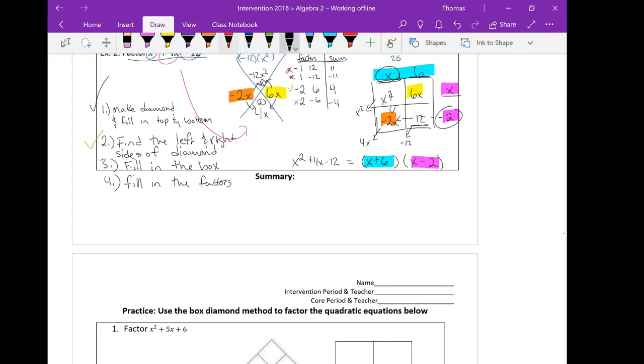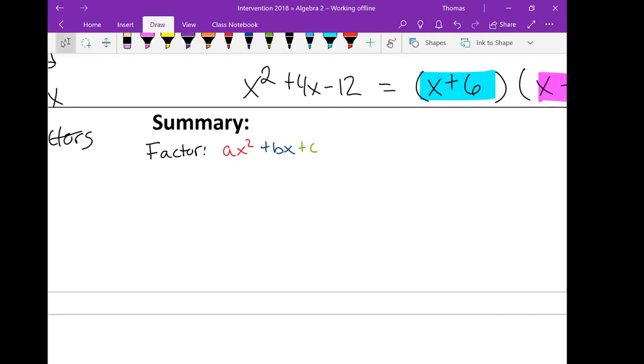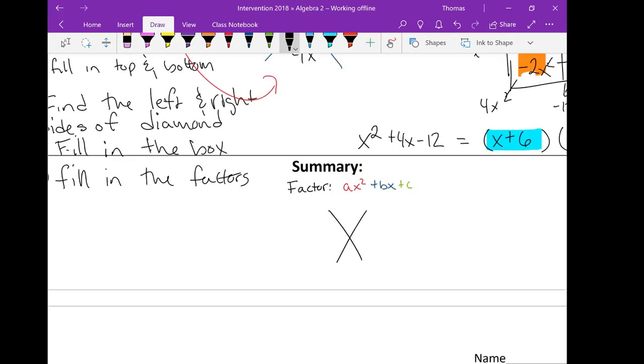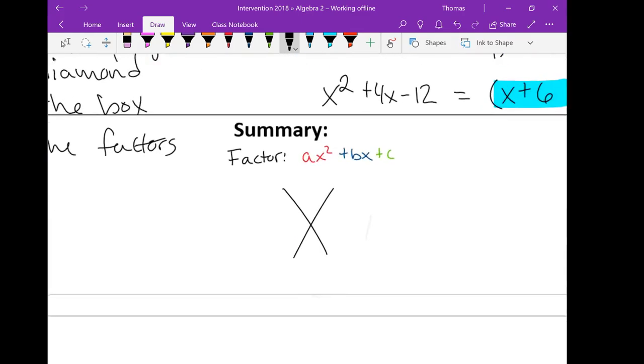But in summary, I'm going to give us an example of a polynomial down here, a question that might be asked in general terms. So if we're asked to factor something like ax squared plus bx plus c, what I would do first is draw a diamond. I would fill in the top and bottom using these steps that we established already. Make a diamond, fill in the top and bottom.